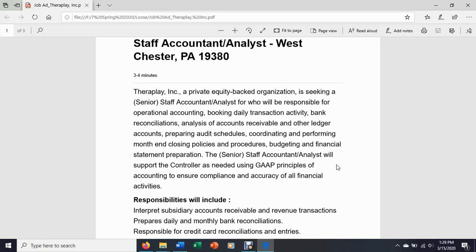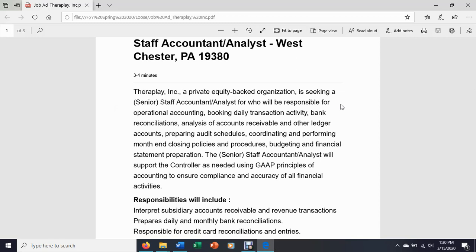One thing that you want to be aware of when reading job ads is how people signal different things. So this job is entitled Senior Staff Accountant / Analyst. "Senior" is in parentheses here. So what does that mean? Well, that means ideally they would like to find a senior staff accountant / analyst.